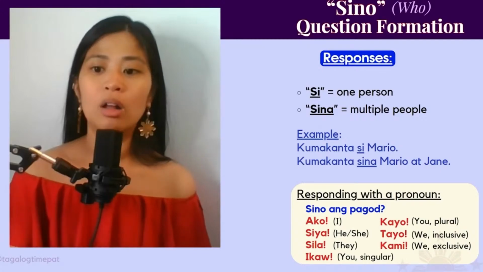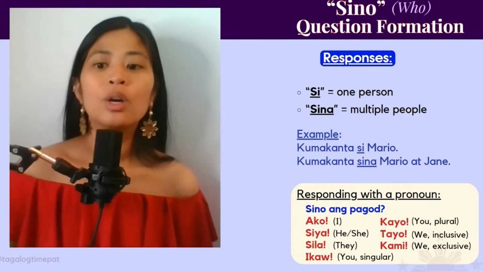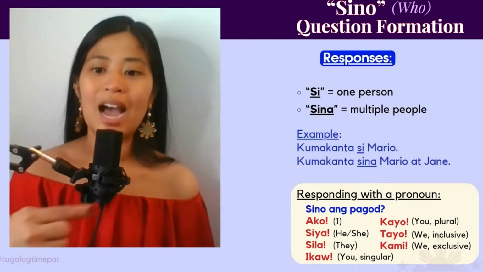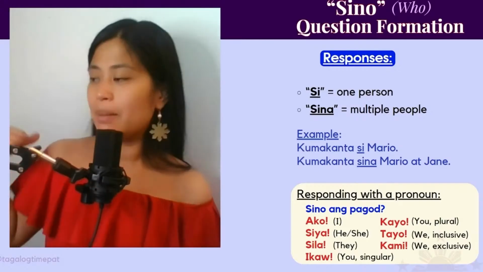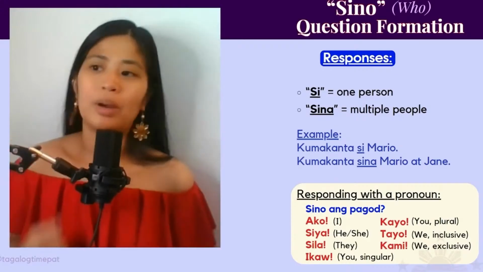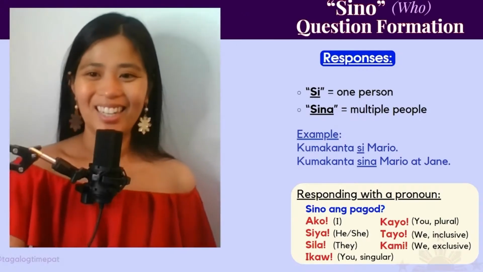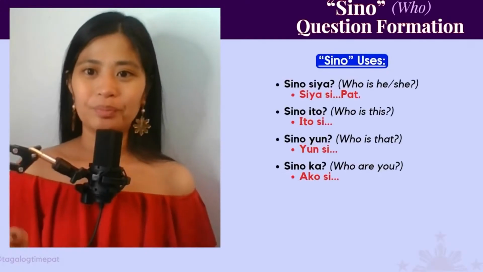That's you and me, all of us. We are all tired. Maybe we all ran a race together. We are all tired. Pagod tayo. And then pagod kami, me and my husband Chris, we ran. Only us, we did. So pagod kami, we are tired. Not you. I'm just telling you about it. Okay? Now here are other ways sino is used.